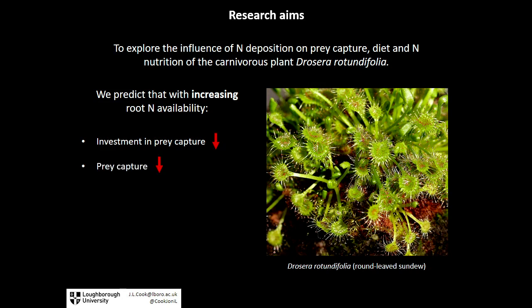And she predicted that when you have more nitrogen deposition, it reduces investment in prey capture, so less sticky leaves. Looking at actual prey capture, you'd expect that when there's more nitrogen deposition on the site, they should catch fewer prey, because they don't need the nitrogen from those prey. So she thought that would decrease. She looked at the diet, so what was the composition, did they catch more flies or flies and spiders? And she assumed that wouldn't change in response to nitrogen deposition. She looked at how much they rely on carnivory, so with all the nitrogen in their tissues, how much comes from carnivory, how much comes from root uptake, and that's it.